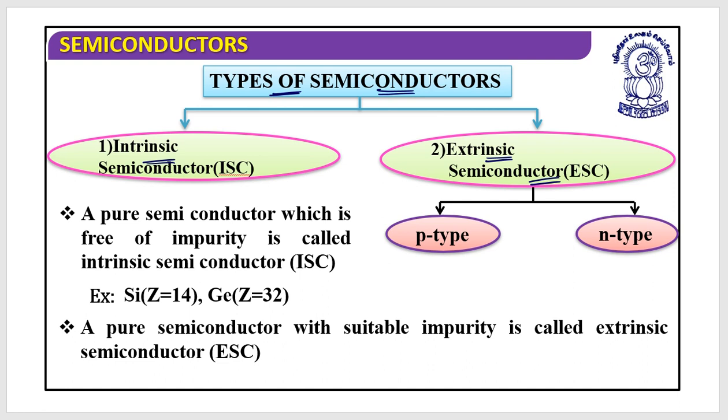When I say intrinsic, it is a pure semiconductor which is free of impurity. That is what we call intrinsic semiconductors, such as silicon, atomic number 14, or germanium, atomic number 32. When we add a suitable impurity to a semiconductor, that is what we call an extrinsic semiconductor. Extrinsic semiconductors are of two types: one is the p type and the other is the n type. First we are going to begin our discussion with the intrinsic semiconductors.